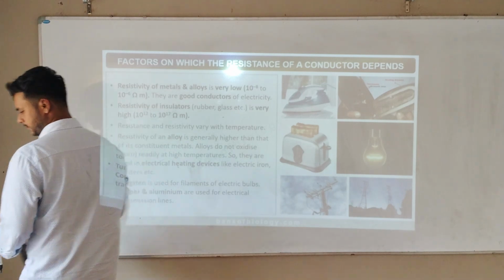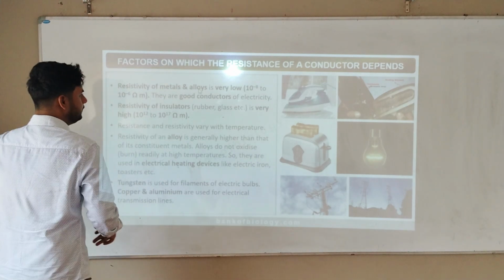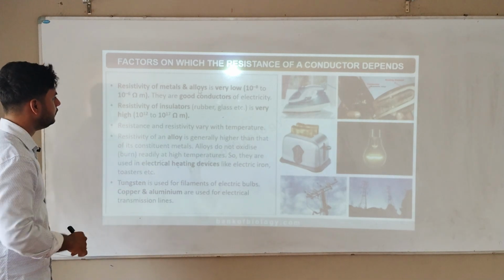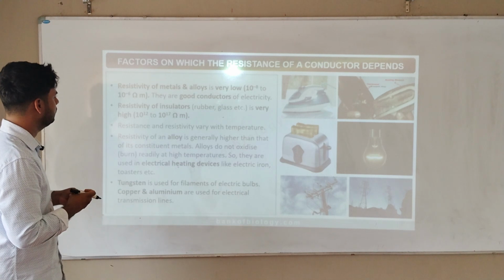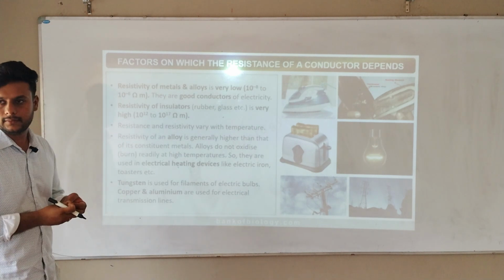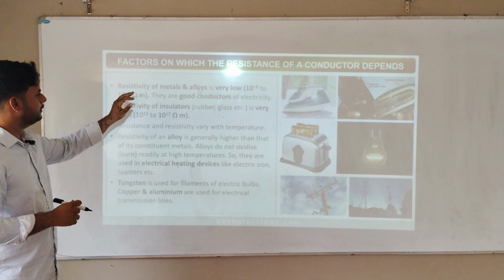Read. Resistivity of metals and alloys is very low, 10 to the power of minus 8 to 10 to the power of minus. Correct. So only we use metals. Resistivity of metals and alloys.